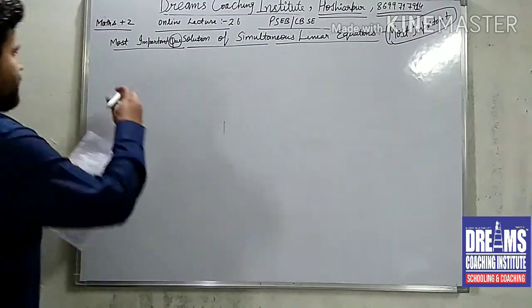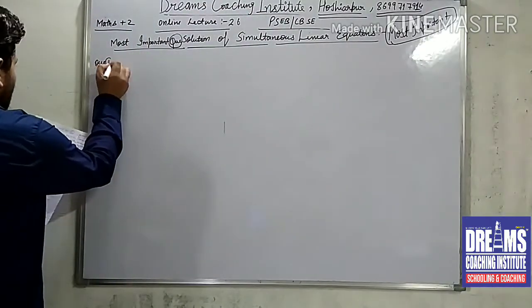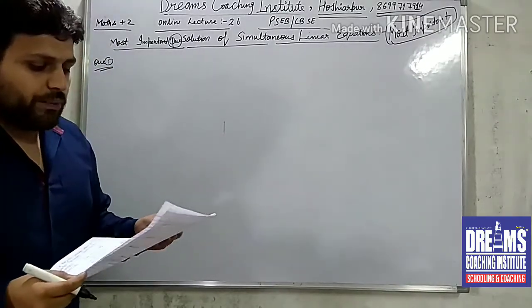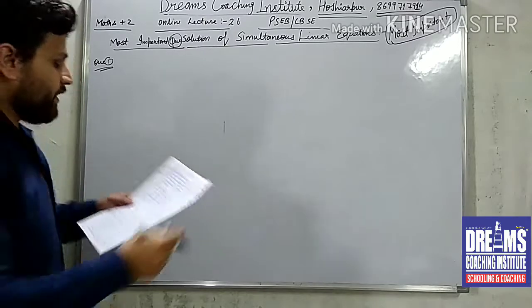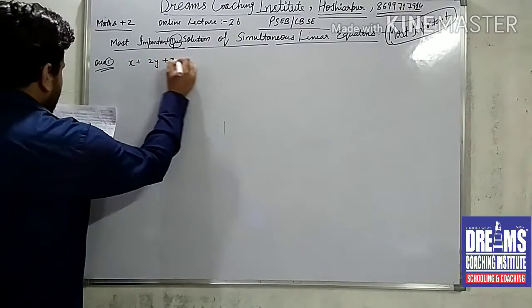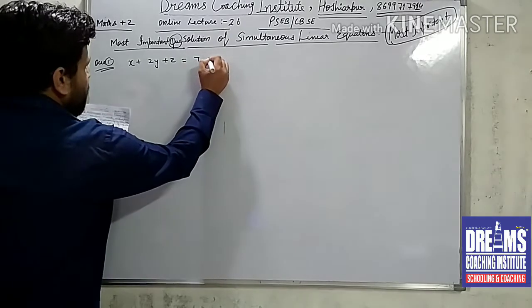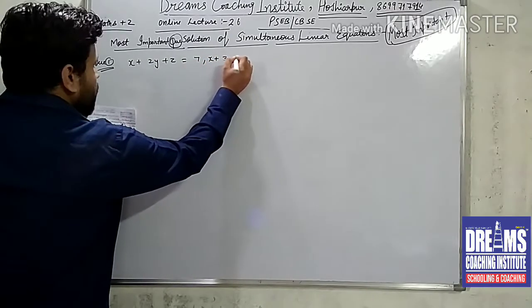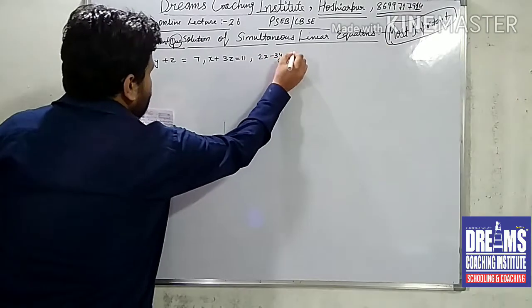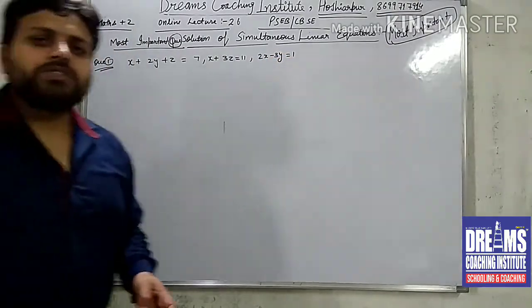The question number one is: solve the following system of linear equations by matrix method, and the equations are given: x plus 2y plus z equals 7, x plus 3z equals 11, and 2x minus 3y equals 1. So let us discuss this question.